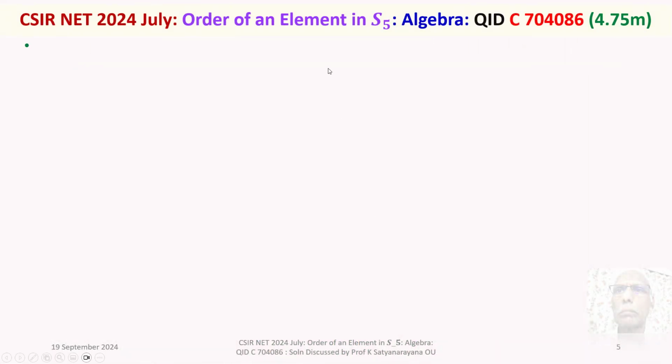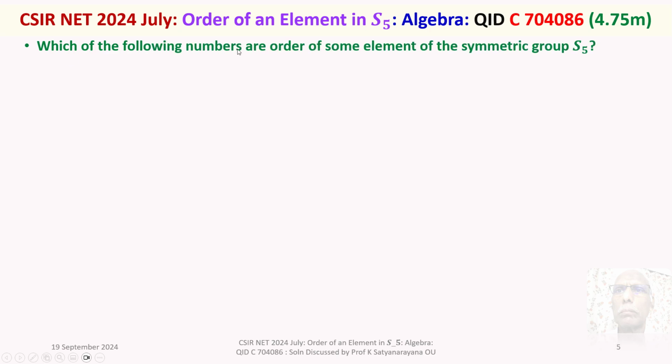The given question is, which of the following numbers are order of some element of the symmetric group S5? We are given four options. Option 1, 3, option 2, 4, option 3, 5 and option 4, 6. So we have to find those numbers from these options that are the order of some element of the symmetric group S5.